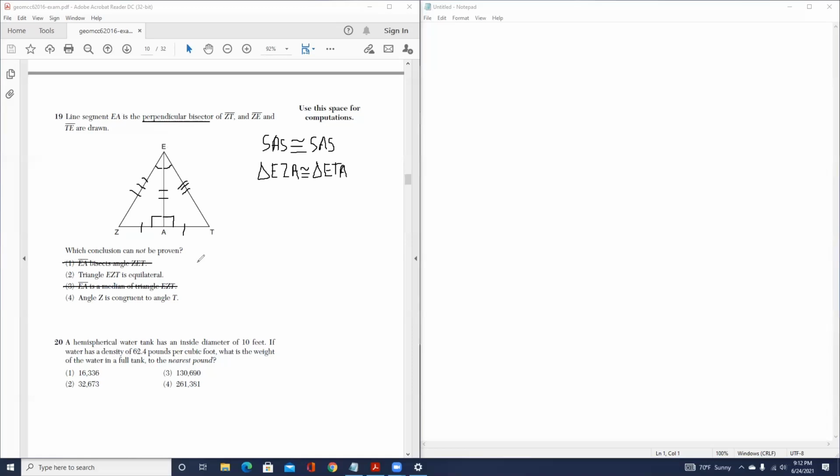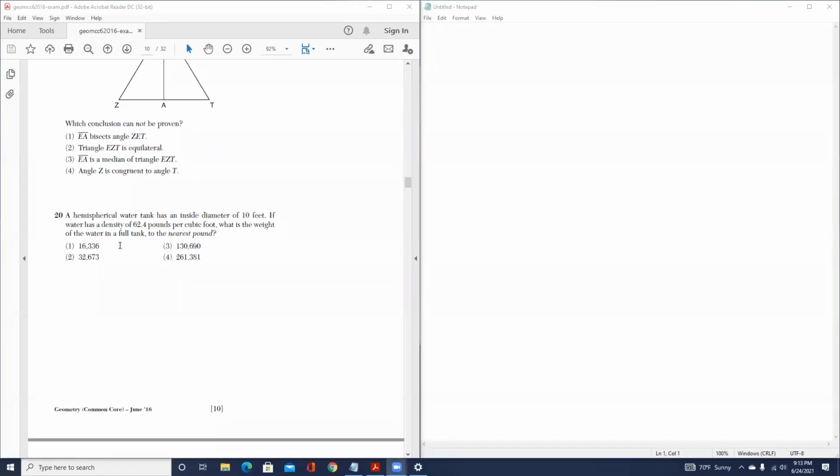Going on to the final conclusion, angle Z is congruent to angle T. Once again, this can be proven using our best friend, CPCTC. So that one is straightforward. So that leaves us with only conclusion 2 as the one that we cannot prove with the information we are given.